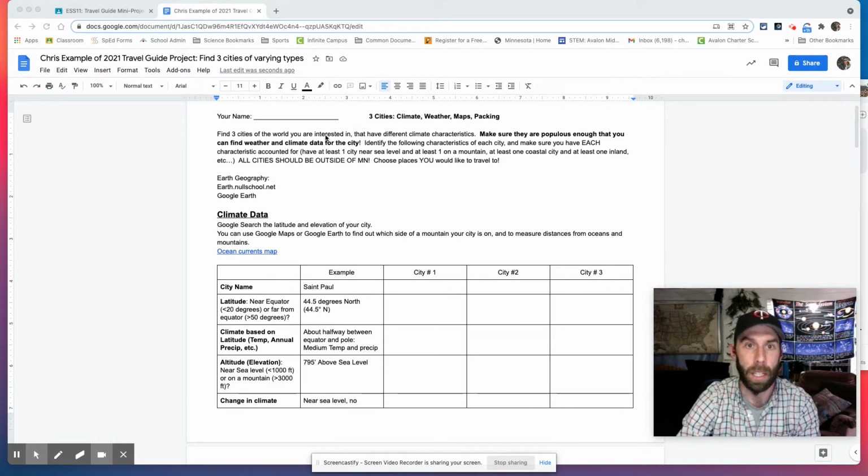You need to find three cities of the world that you're interested in and that have different climate characteristics. The first thing you want to do is make sure that they are populous enough that you can find the weather and climate data. You want to identify the following characteristics of each city. You need to have at least one near sea level and one on a mountain, at least one that is coastal and one that's inland, etc. So you need to have different variables that you are looking at.